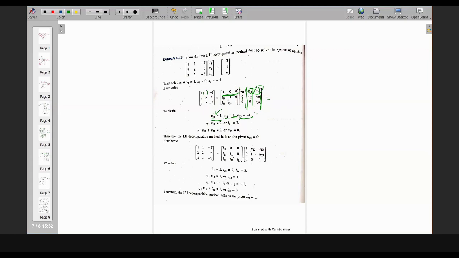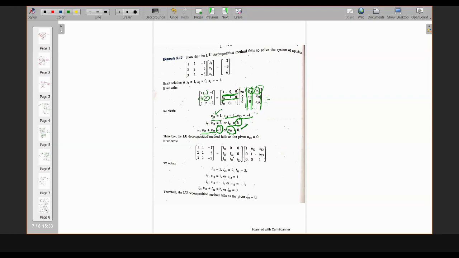Then you multiply the second row with the first column, and comparing with the corresponding element 2, you get L21 equal to 2. Next you compare L21 U12, that means you multiply this row with the second column of this matrix. The corresponding element is this 2. Now after solving, you get U22 equal to 0.